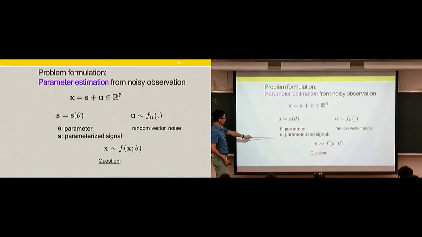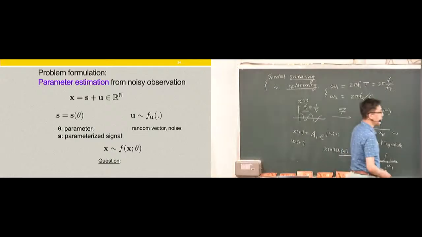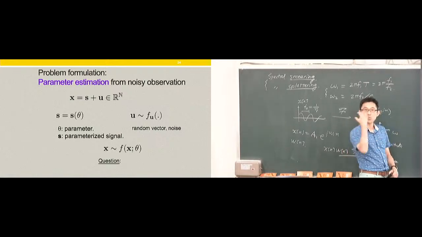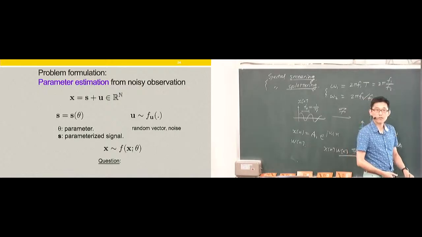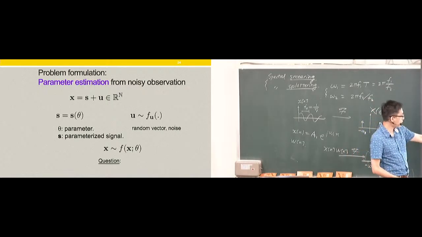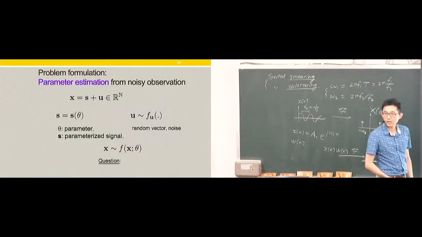Suppose that your signal is parameterized. What does that mean? Suppose, for example, our signal has a frequency, unknown. So frequency is a parameter which we want to estimate. Then we say the signal is parameterized by the frequency, which is unknown. So let's say theta in general is a parameter that is unknown and which we want to estimate, so that S is equal to S as a function of theta.